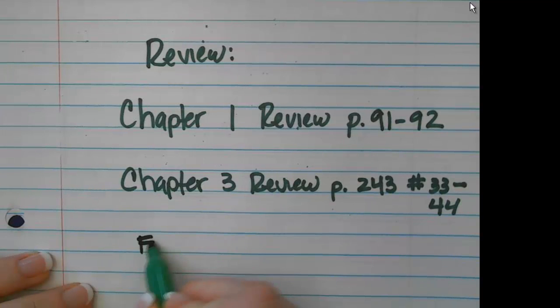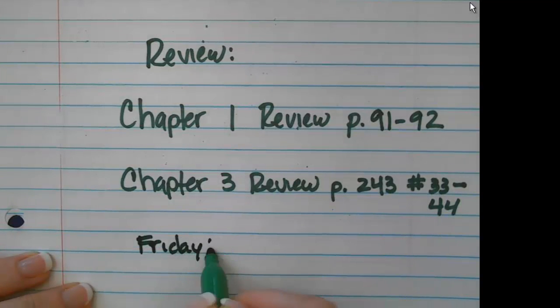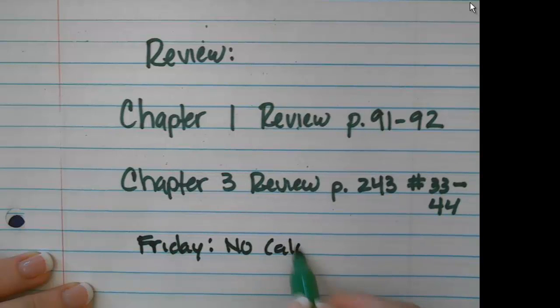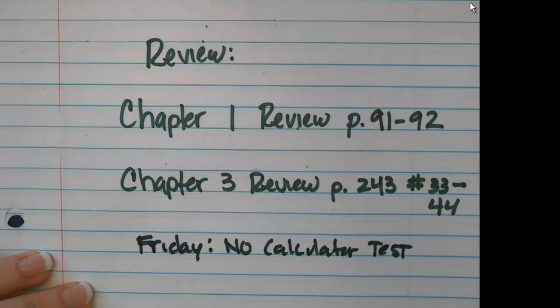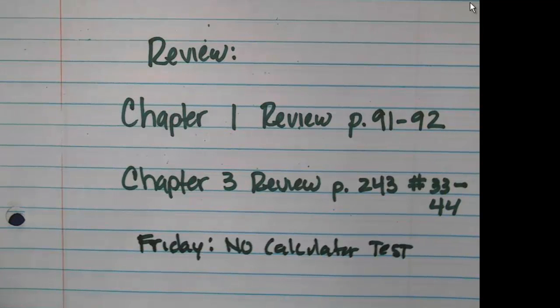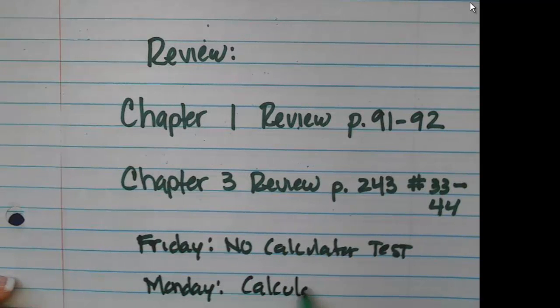On Friday, you will have a no calculator part of the test. It is worth, I think, like that part of the test might be 57 and the other one's 43 on Monday. So Friday, there's no calculator part of the test. And on Monday, you will have the calculator portion of the test.